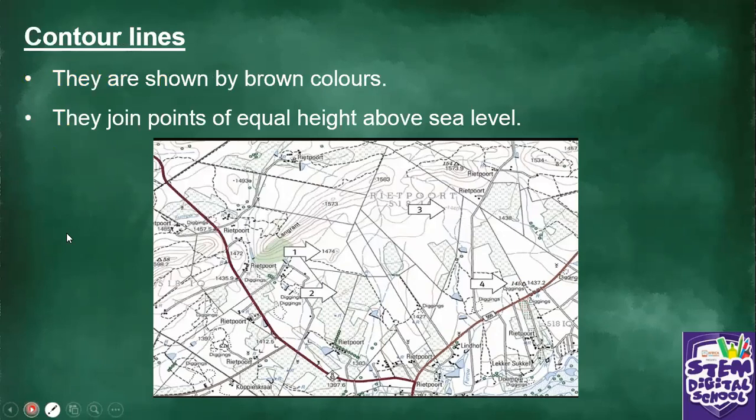All right. Remember, we looked at contour lines. They are shown by brown colors. They join points of equal height above sea level. So you can see the brown lines, those are contour lines. Can you see them? So they join what? Points of equal height above sea level. So that is how they are shown on topographic maps, in brown color.